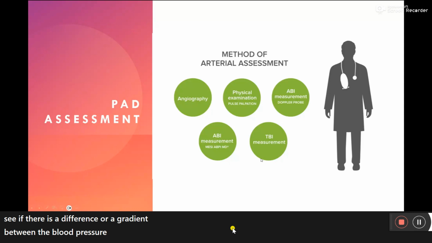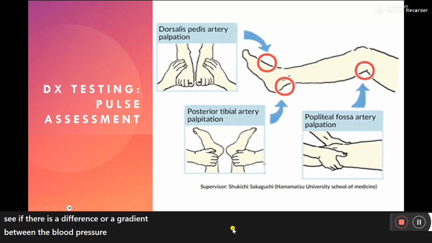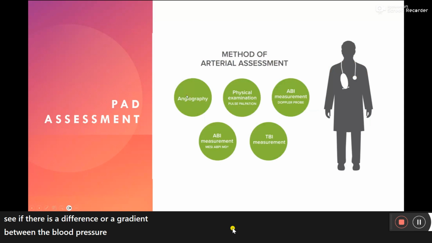And then there's the tibial brachial index, which is another version of the ABI. But all of these, outside the angiography, can be done in the office. And all of these things are usually done before they get sent here for an angiography.